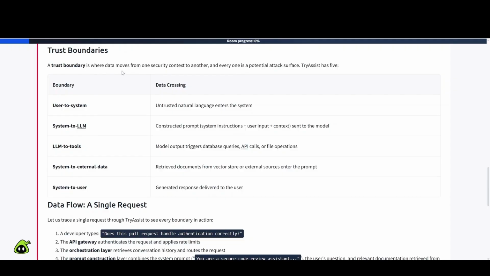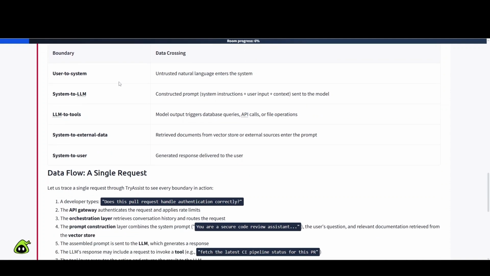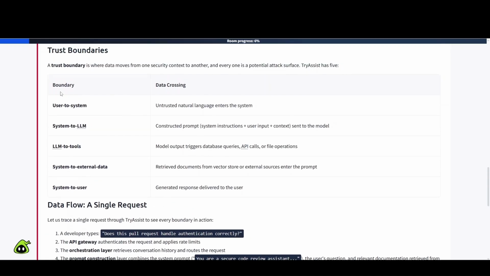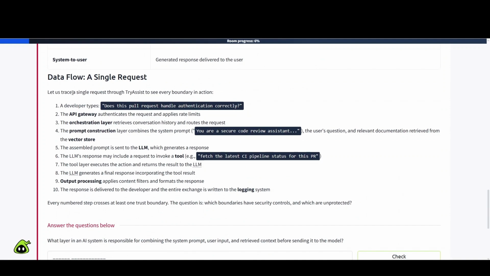A trust boundary is where data moves from one security context to another, and every one is a potential attack surface. TryAssist has 5. So another table here: we have boundary and data crossing. User to system: untrusted natural language enters the system. System to LLM: constructed prompt, system instructions plus user input plus context, sent to the model. LLM to tools: model output triggers database queries, API calls, or file operations. System to external data: retrieved documents from the vector store or external sources enter the prompt. System to user: generated response delivered to the user. Data flow, a single request.